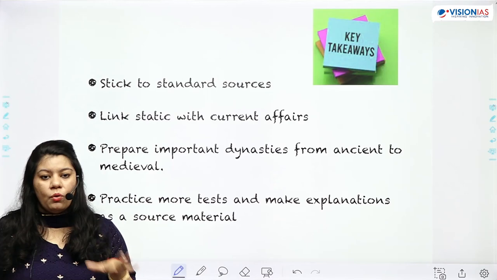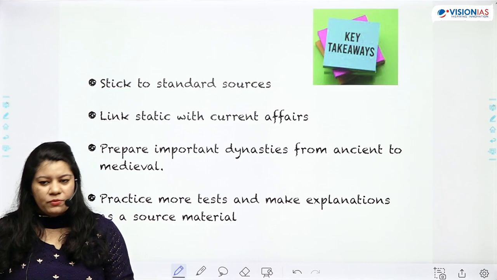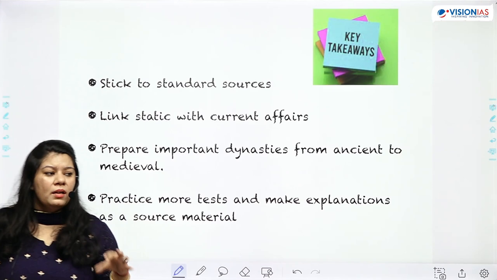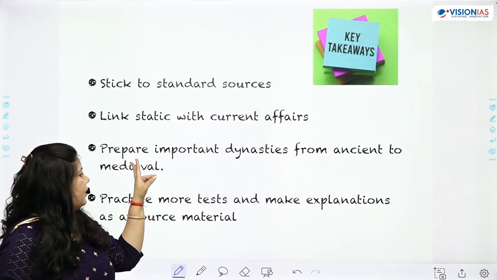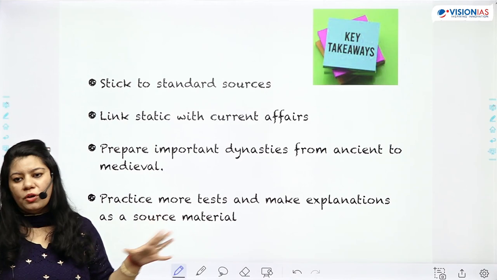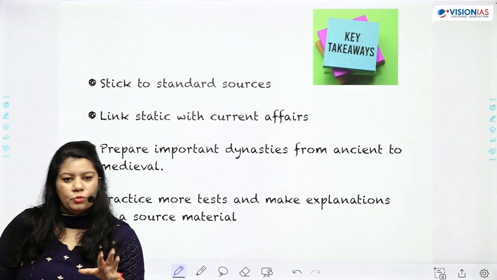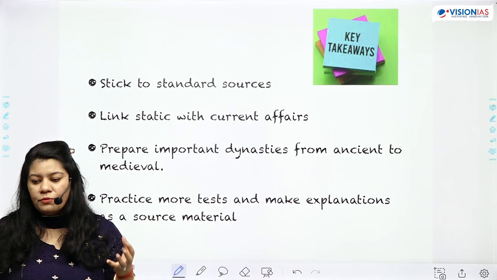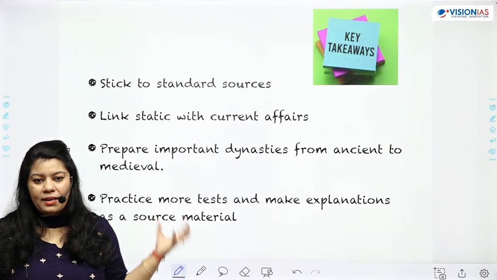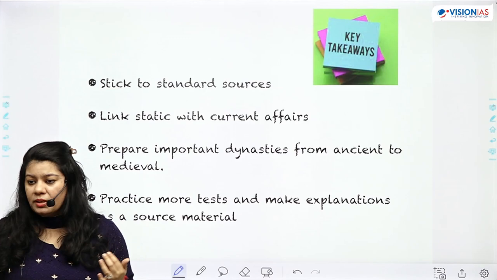You all must be having Twitter handles. You all must be following something or the other on social media. If something is gaining news or attracting popular opinion, you should prepare and link it with your current affairs, right? Then prepare important dynasties ranging from ancient to medieval. If you talk about ancient, you have to prepare the Gupta period, you have to prepare Harsha. If you talk about medieval, you start from regional kingdoms like Rashtrakutas in early medieval, right? And then you can go to Vijayanagar, the Delhi Sultanate and Mughals.